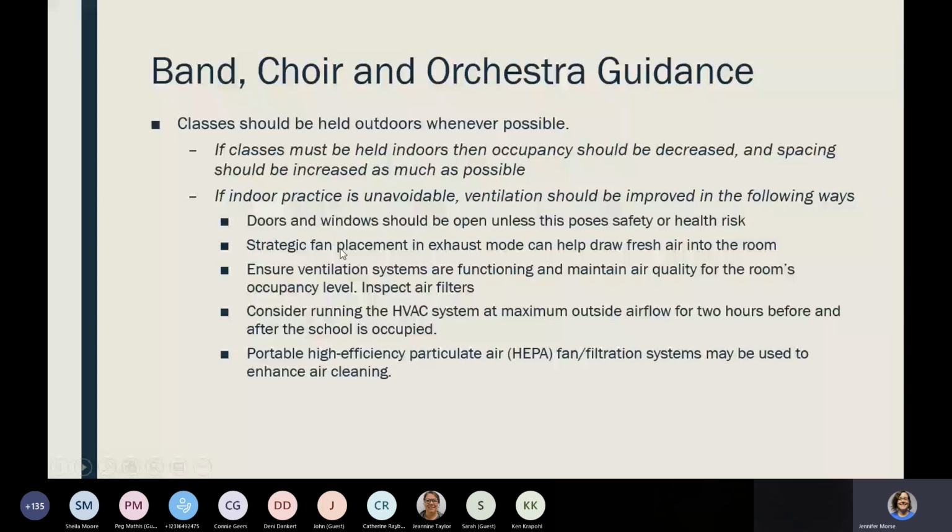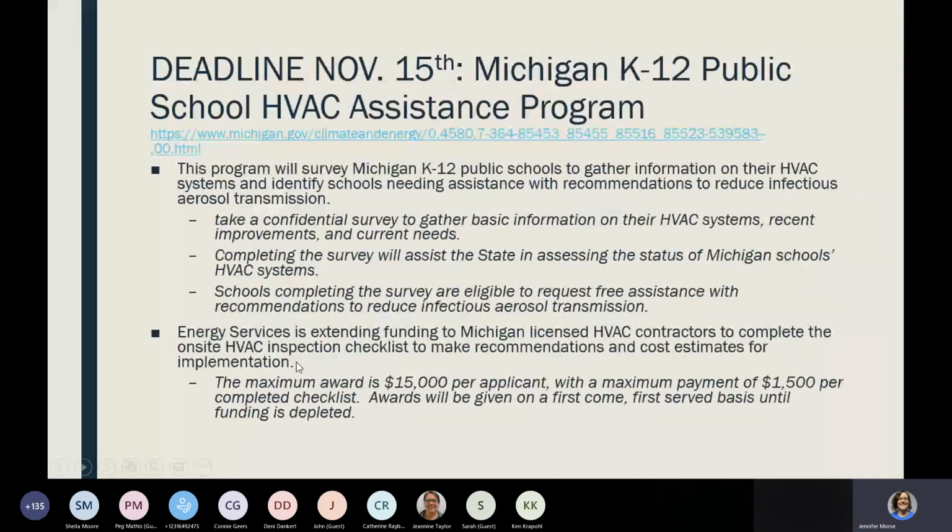You can open doors and windows if that's possible. If it's freezing cold out, that's a health risk. You can place a fan to bring in fresh air. Again, we talked before, you don't want a fan just blowing non-fresh air around. You can work on your ventilation system. You can run the HVAC system harder before and after school. You can also get just a normal HEPA filter for the room. This is a good transition into this.